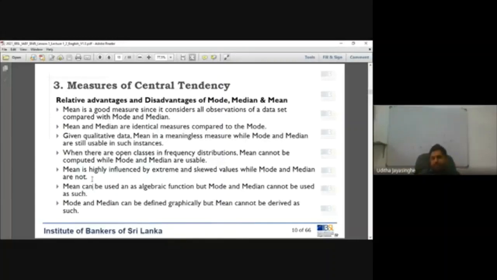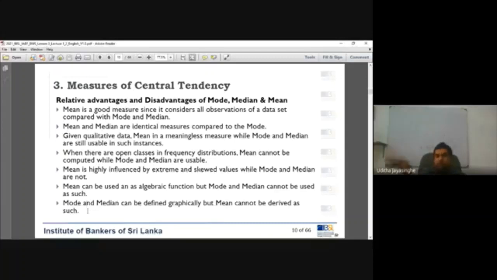Okay, that's on the point number 5. Sixth point. Mean can be used as an algebraic function, but mode and median cannot be used. Of course, we discuss it under the mean section. Last one. Mode and median can be defined graphically, but mean cannot be derived as such. What do you mean by that?